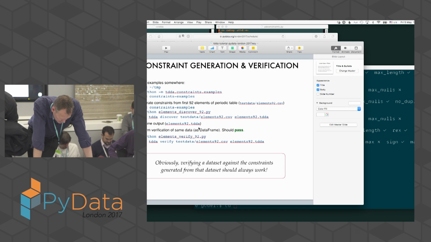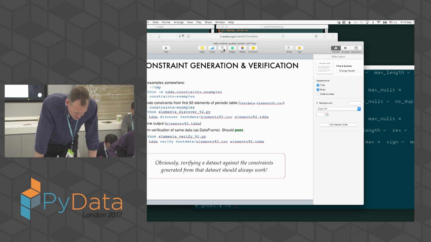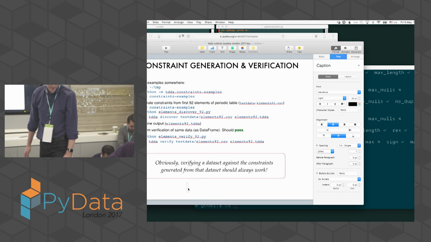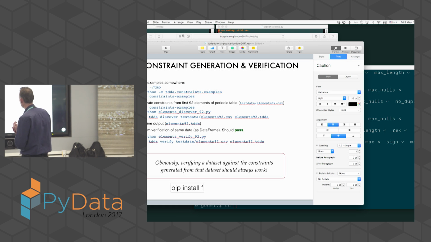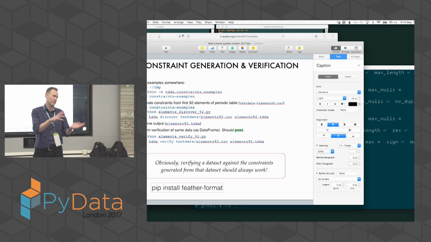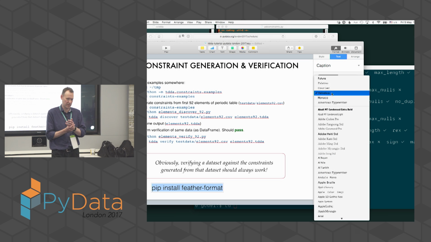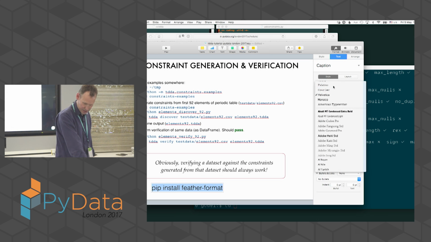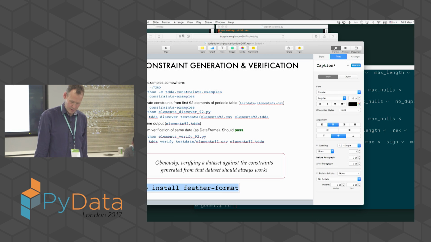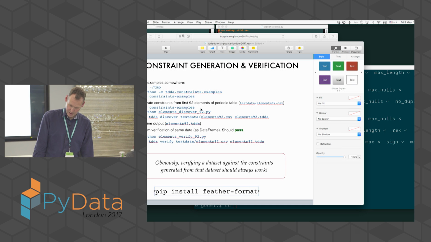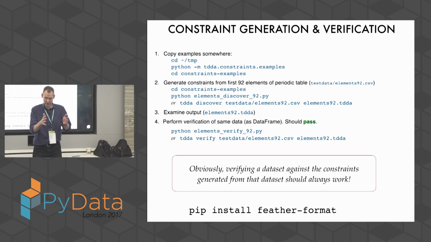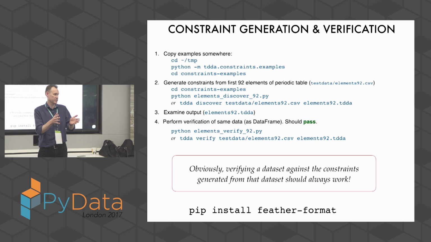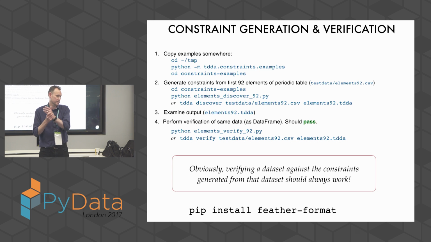Okay, so if you have a look at it, you see that JSON. Now the first thing to do is to verify that the data set you generated those constraints from satisfies them, by running the TDDA verify command. Again, I'd recommend the second one: TDDA verify test data/elements92.csv elements92.tdda, i.e. verify the very same CSV file that you generated the constraints from with those constraints, and that should obviously pass.